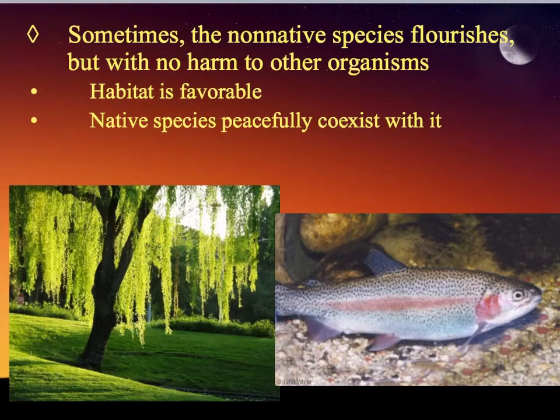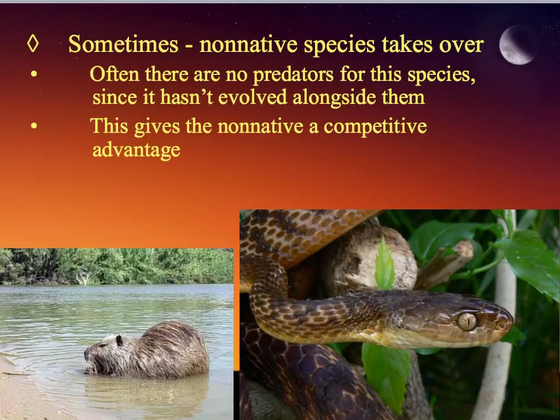And then there are those occasions, which we hear about often, where non-native species absolutely take over an area. Often there are no predators for the species, like the killer bees, since it hasn't evolved alongside those in the native range, and this gives those non-native species a competitive edge over the native species. And they flourish, take over, and become invasive. This can happen with non-native plants. It can also happen with non-native animals.